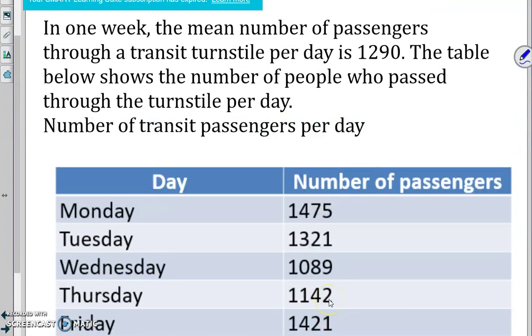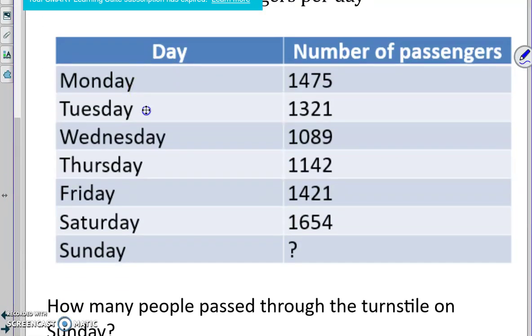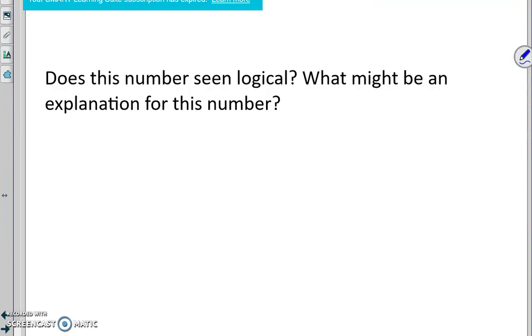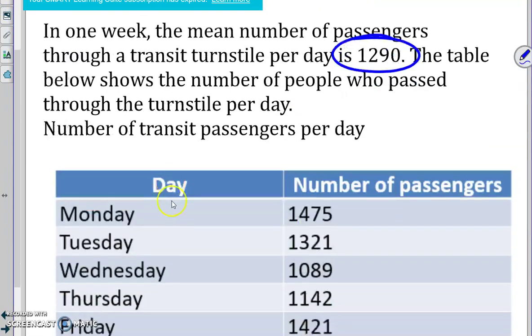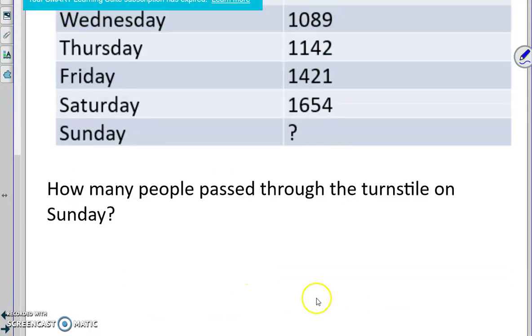We know the average, don't we? 1290. This is exactly the same question, right? The mean number of passengers through the transit turnstile is 1290. We know every day except Sunday. So same thing as before. Got to make my page longer. So we're going to add up all those numbers.